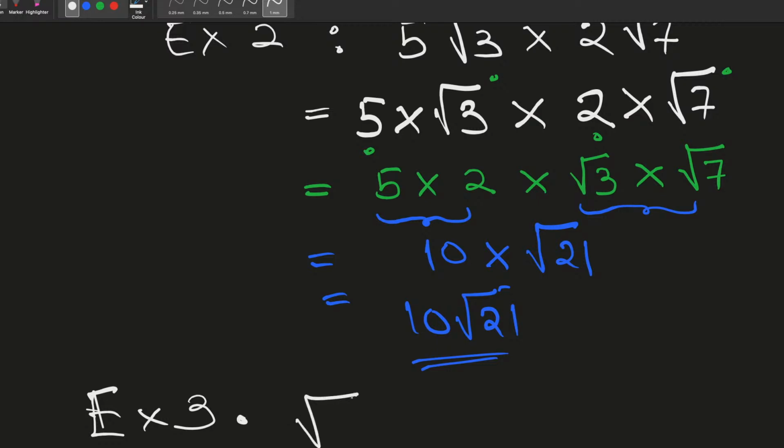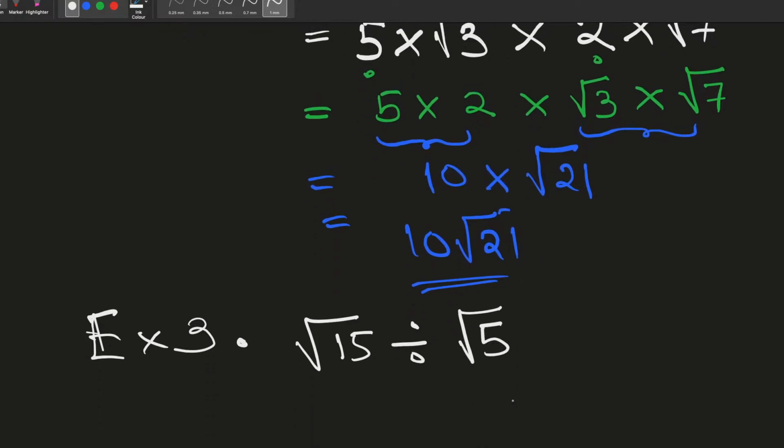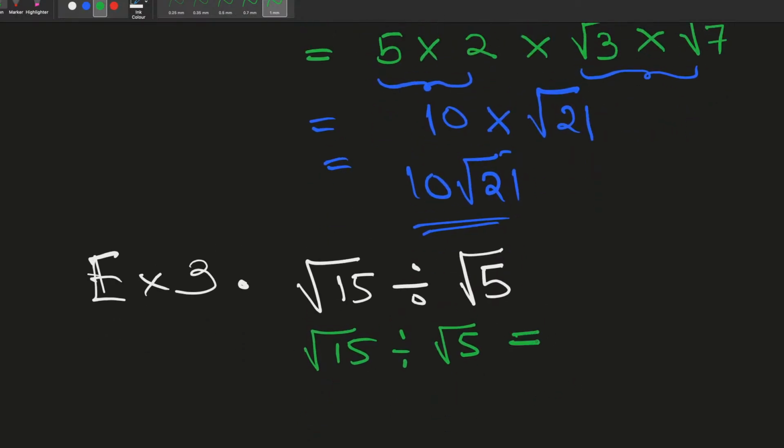It says root 15 divided by root 5. It says solve. You remember that according to what we learned earlier, if this is root 15 divided by root 5, the properties of surds say we can write it in a traditional form, that is root 15 over root 5. So the root of 15 divided by the root of 5.